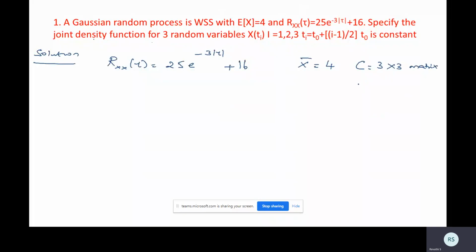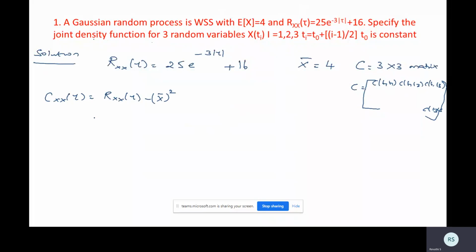Therefore, what are the things you want to know? You want to know C of T1, T1, C of T1, T2, C of T1, T3, like this, up to C of T3, T3. So you want all these values. Please remember the relationship between covariance and the autocorrelation function. Covariance function Cxx of tau is nothing but Rxx of tau minus x bar the whole square. This is the relationship.